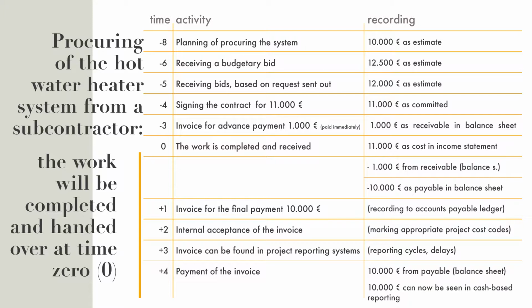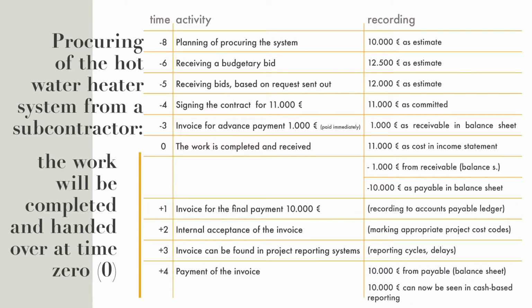Minus 6 months from that point 0, we are receiving a budgetary bid from some contractor or many contractors, and we are correcting, or adjusting, the estimate, and we are now recording 12,500 to the estimate. Minus 5, we are receiving bids based on requests sent out, and we are again recording 12,000 to the estimate field, a kind of adjusted estimate.